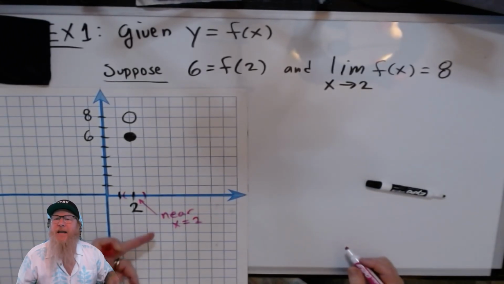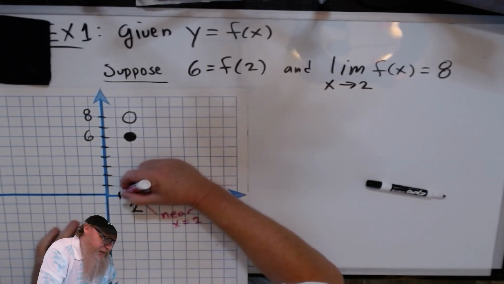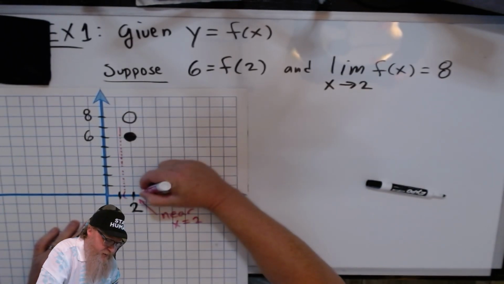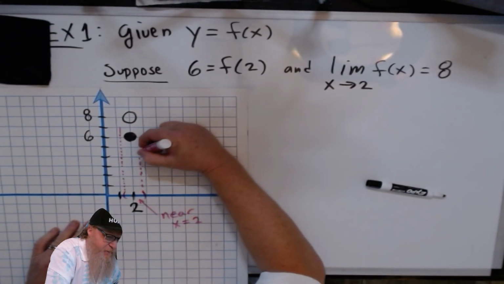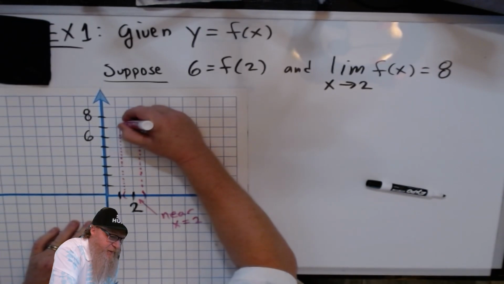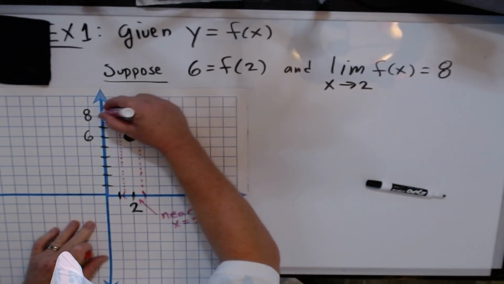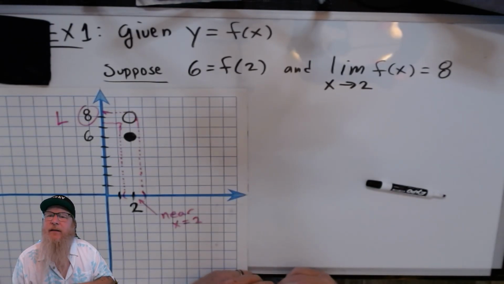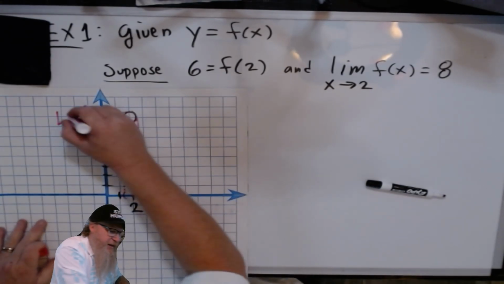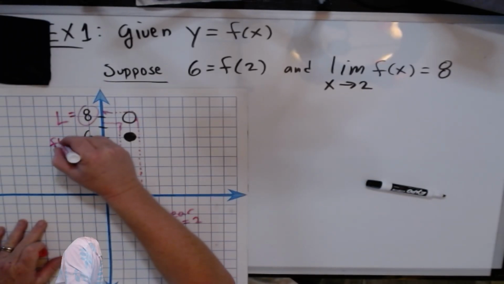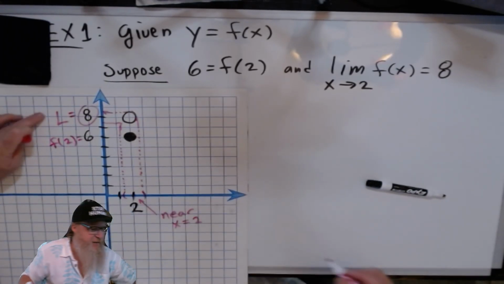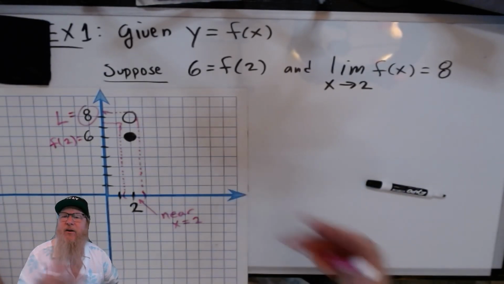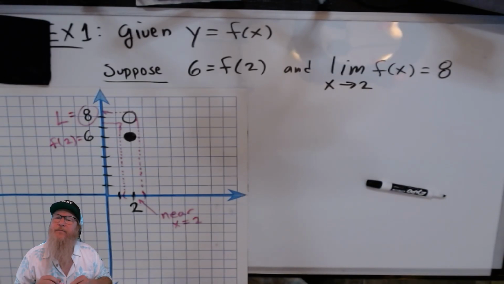Yeah, this is also called a neighborhood. And so as we get close to 2, the y value is close to 8. So we have L is 8, and then we have f of 2 is 6. So we have the limit and the value, and they do not necessarily agree with each other.